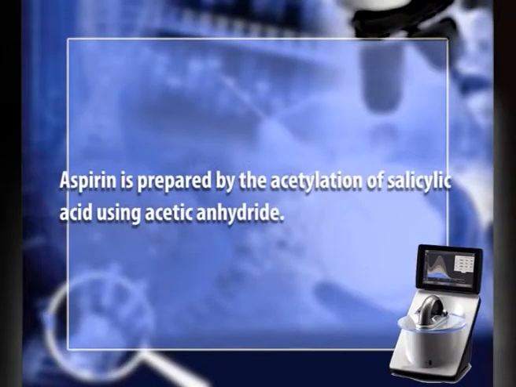Aspirin is prepared by acetylation of salicylic acid using acetic anhydride. It is used for many purposes: as an analgesic to reduce pain, an anti-inflammatory to reduce inflammation, an antipyretic to reduce temperature, and a platelet aggregation inhibitor to thin the blood and stop clotting.